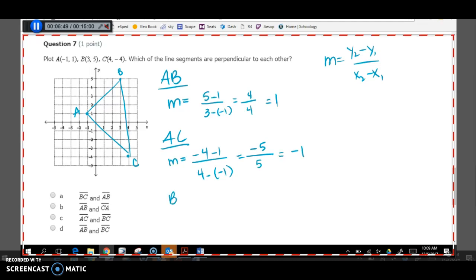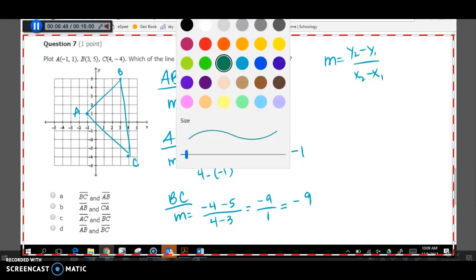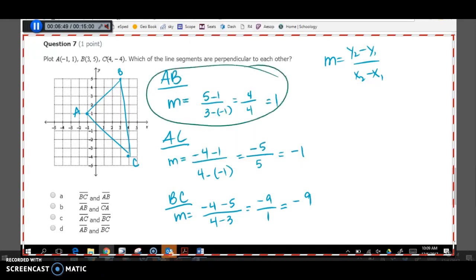And finally, BC, M equals negative 4 minus 5 over 4 minus 3. Negative 4 minus 5 is a negative 9 over 4 minus 3 is 1. So the slope of this line is a negative 9. And the only two on here that are opposite reciprocals are AB at positive 1 and AC at negative 1, which is answer B.